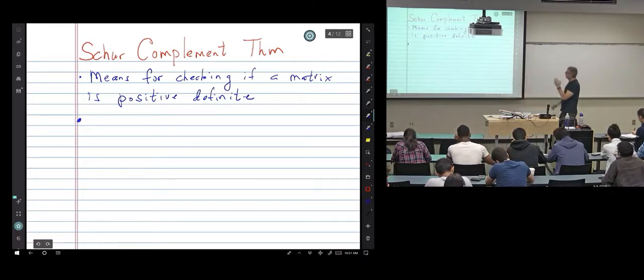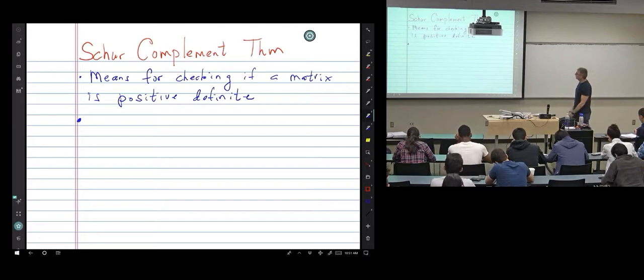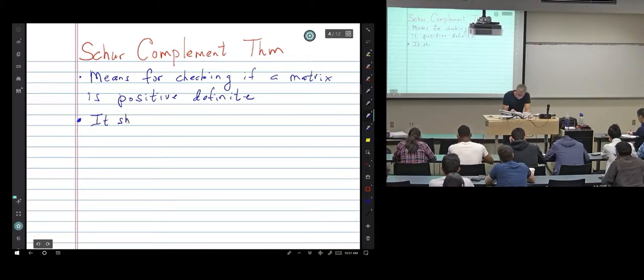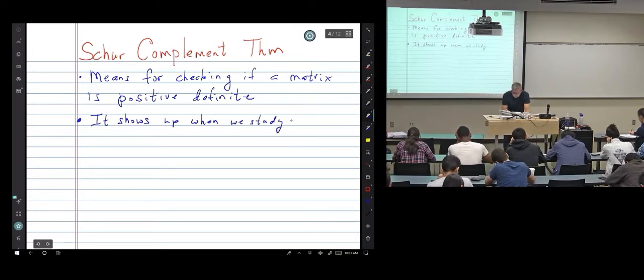Okay, so that's one reason this Schur complement theorem is going to be super important. The other thing is it shows up when we study conditional Gaussian random vectors.